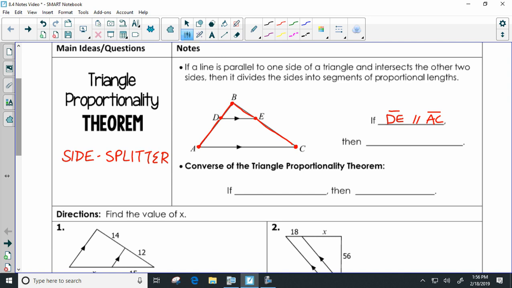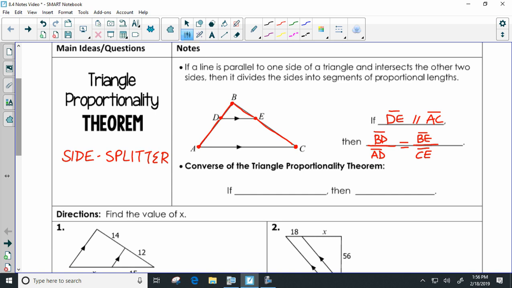So this theorem says that if that is parallel, then my proportion is written exactly like this. It's real easy. The left side top is segment BD, and I put it over the left side bottom, which is AD. That'll be equal to the other fraction, right side top, BE, over right side bottom, CE. Then I'll be able to cross multiply if I need to.